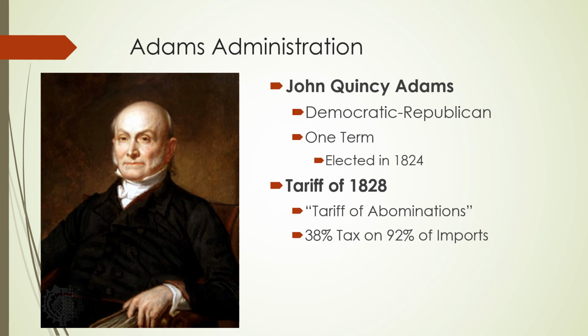The tariff of 1828, the South called it the Tariff of Abominations because, again, they weren't pro-tariff, and this was a high tax on almost all imports. It says 38% tax. Some of these imported goods were even as high as 45% taxed. And so the South is very angry about this, and we'll see more about that later.